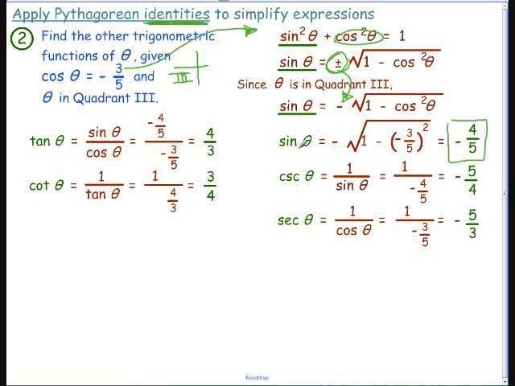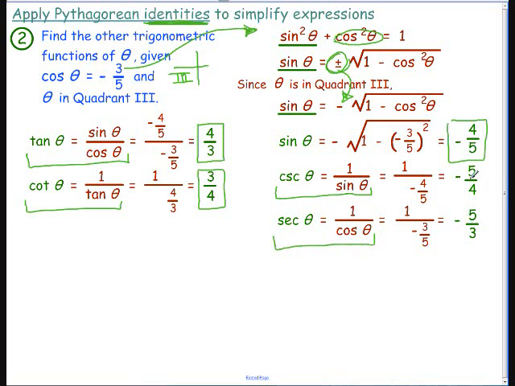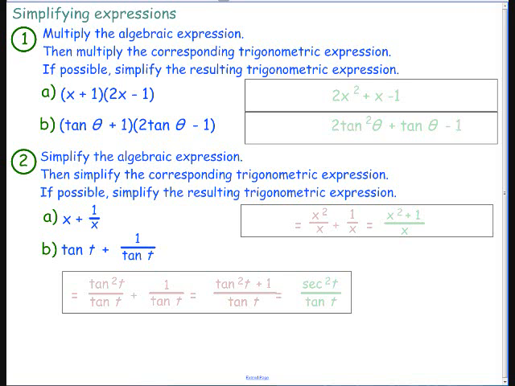Knowing sine and having cosine, we can use the quotient identity to calculate what tangent is. Then we can use the reciprocal identity to get cotangent. Similarly, we can use reciprocal identities to get cosecant and secant. So please notice we are using identities to solve these.